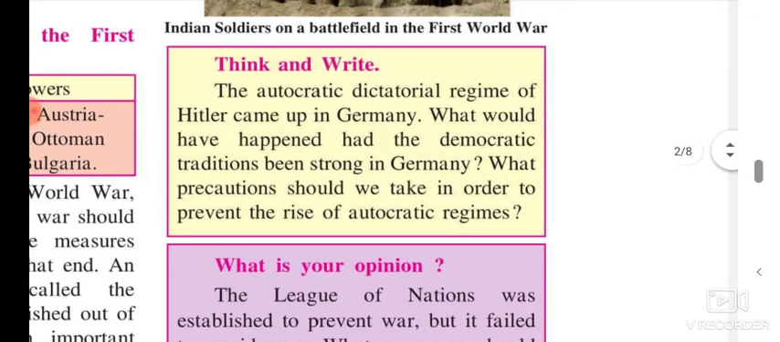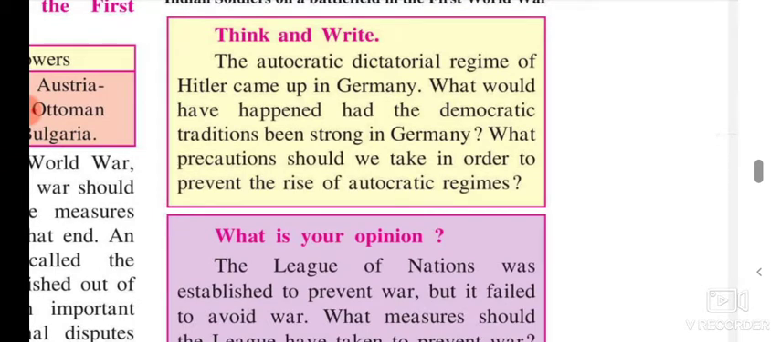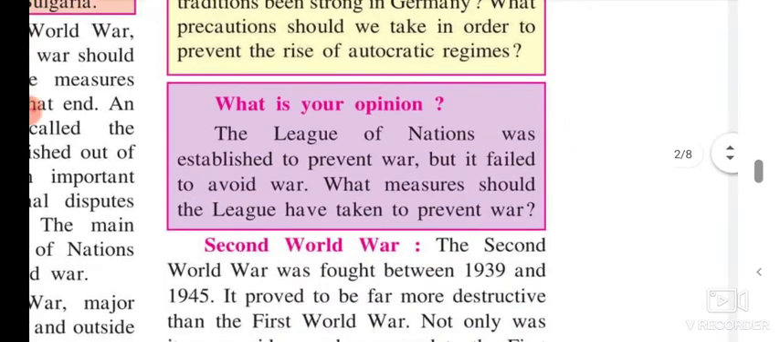We have an activity over here, think and write. The autocratic dictatorial regime of Hitler came up in Germany. What would have happened had the democratic traditions been in Germany? What precautions should we take in order to prevent the rise of autocratic regimes?